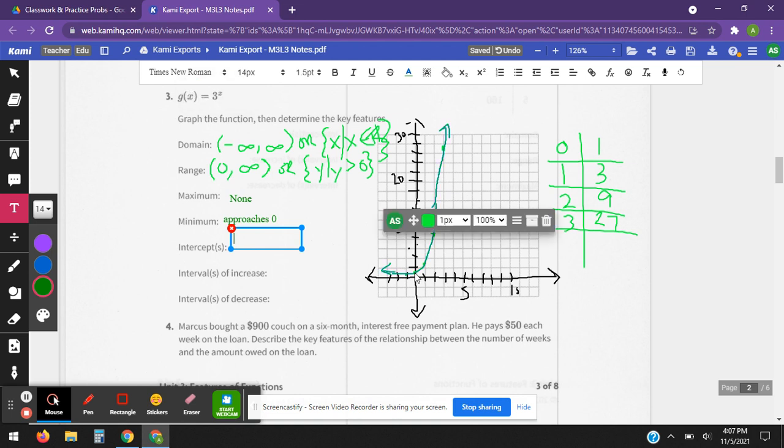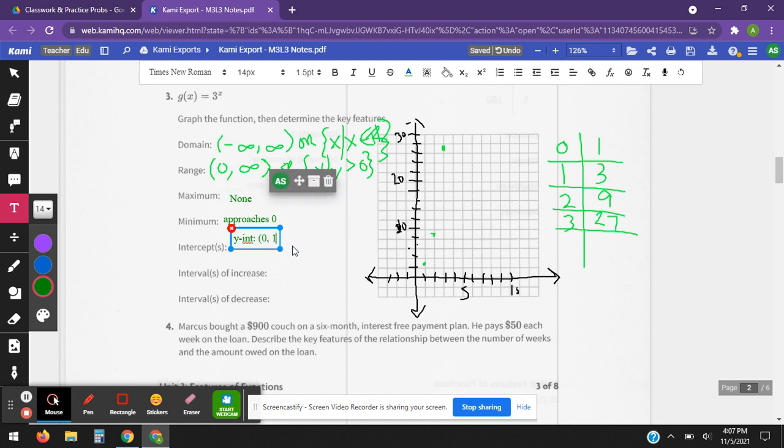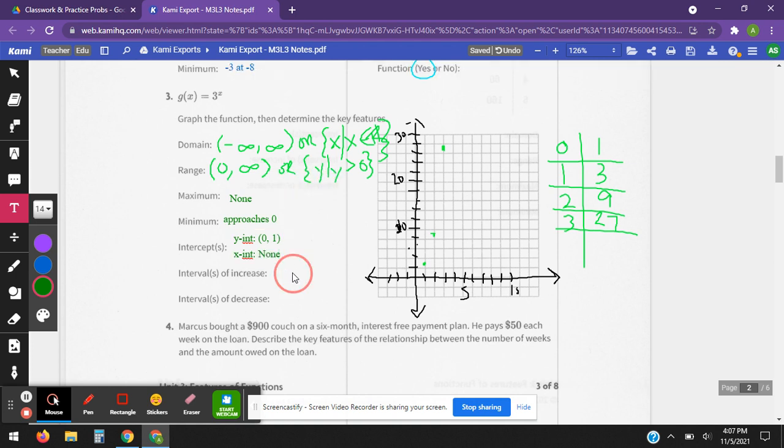Well, we have a y for sure. Since we at least have one, we need to list them. Y-intercept is at 0, 1, right? What happened to my line? And then our x-intercept, we said it's never going to cross that x-axis, so we would put none.